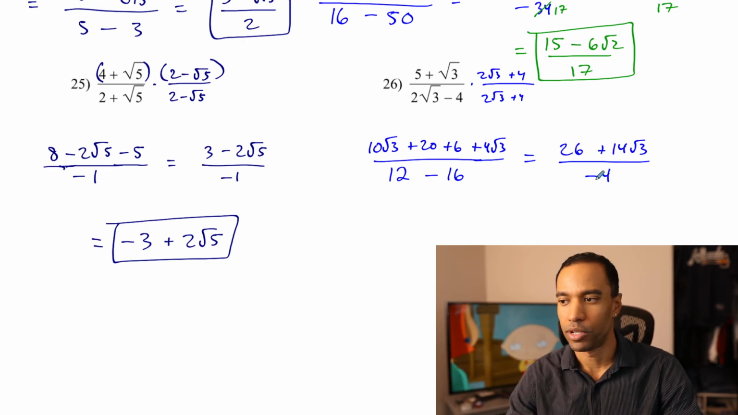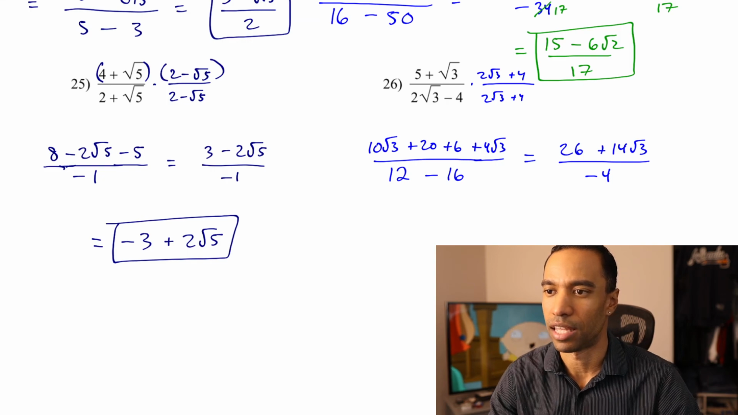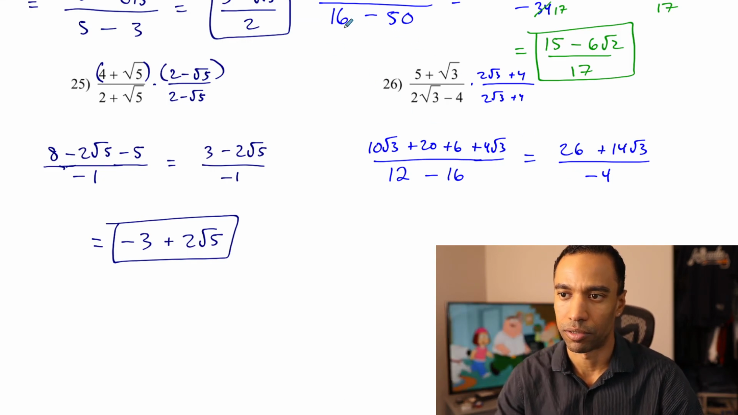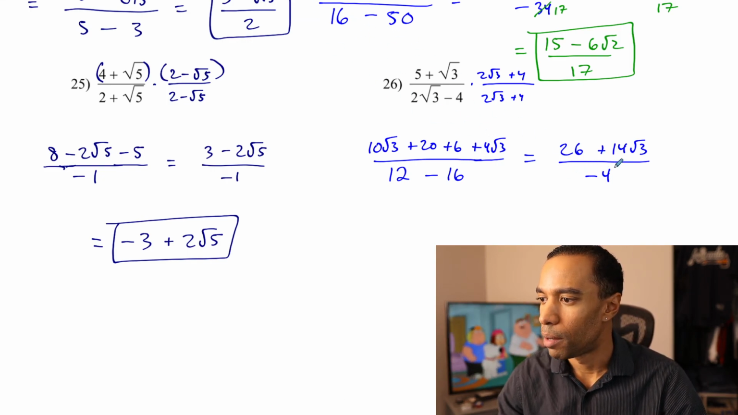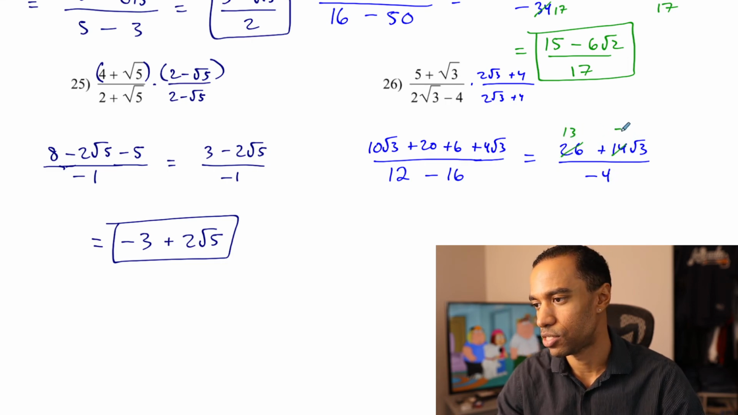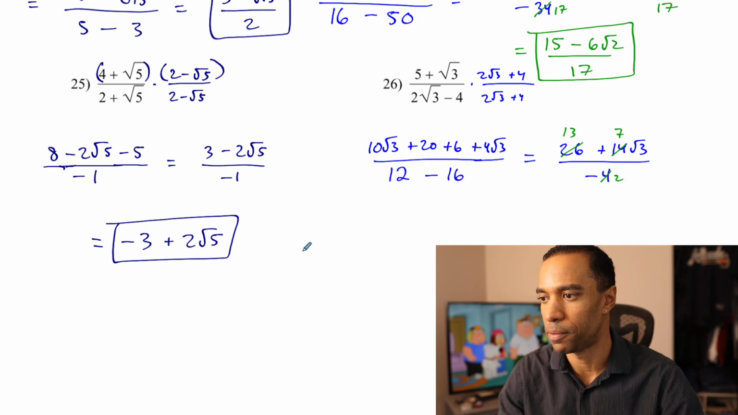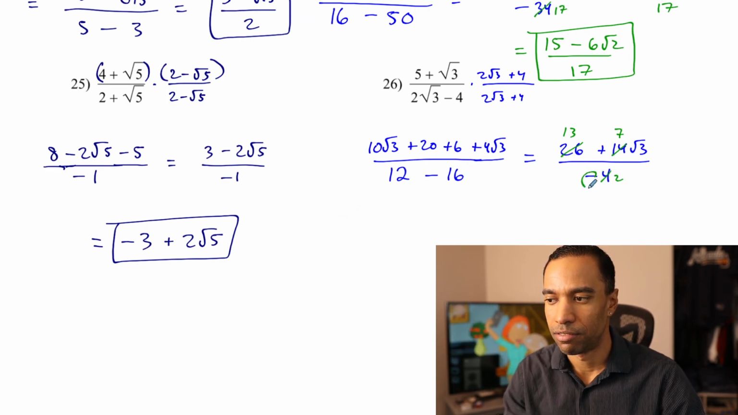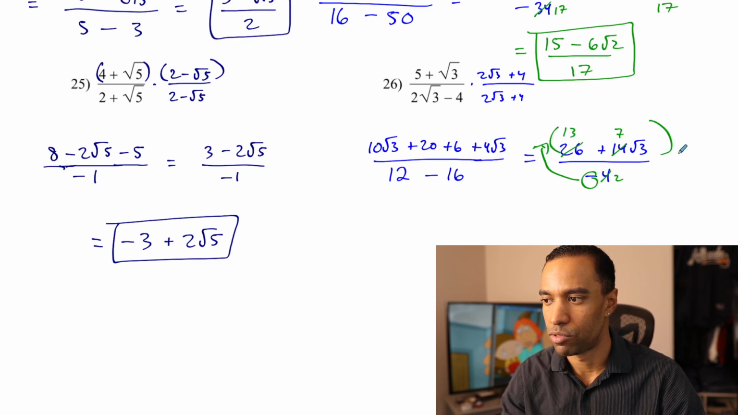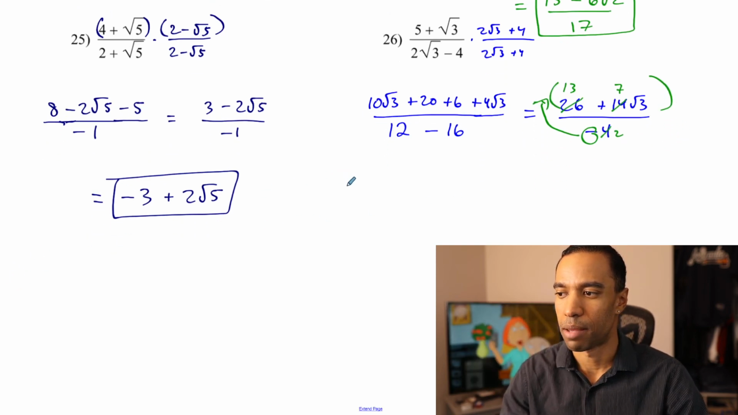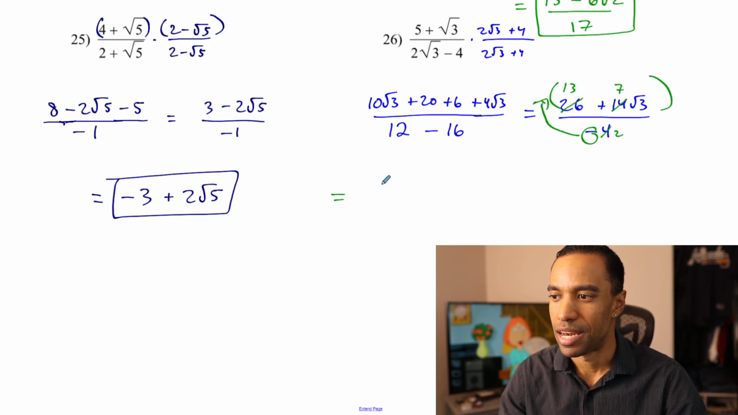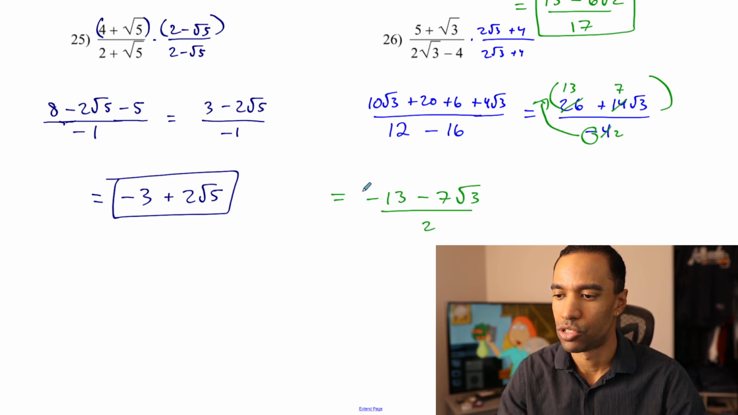You can bet we're going to be reducing things. You can bet I'm going to take care of that negative in the denominator as well. Divide everything by 2 again, it looks like. So that's 13, and that's 7, and that's negative 2 now. Let's take care of that negative. I'm going to bring it up. Sorry for the squirmy work. I'm going to bring it up and distribute into that. So what does that become? On top, negative 13 minus 7 root 3 all over 2.